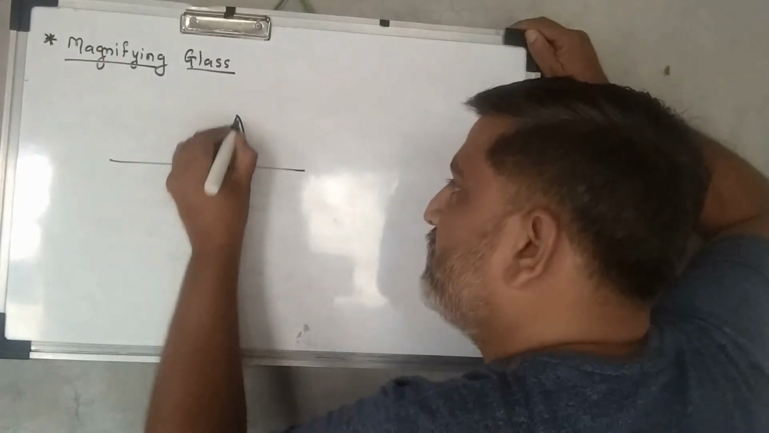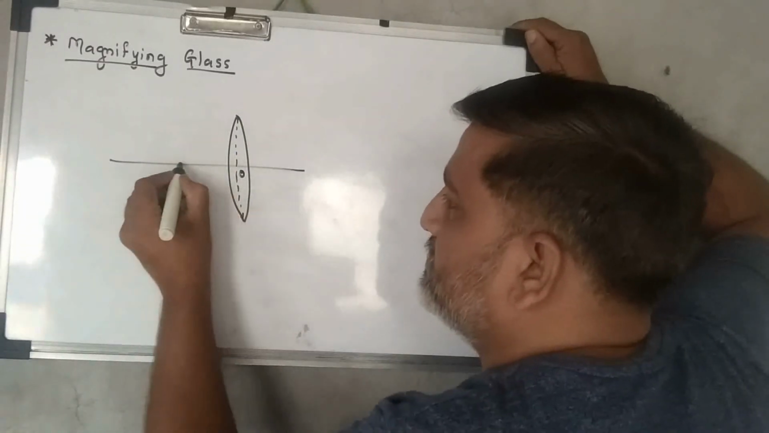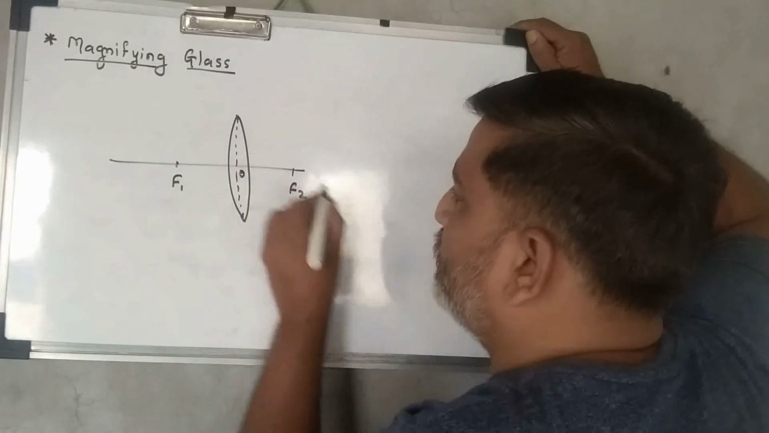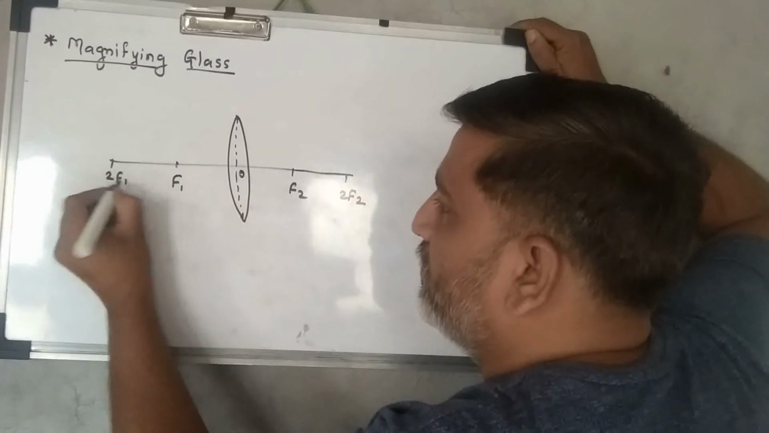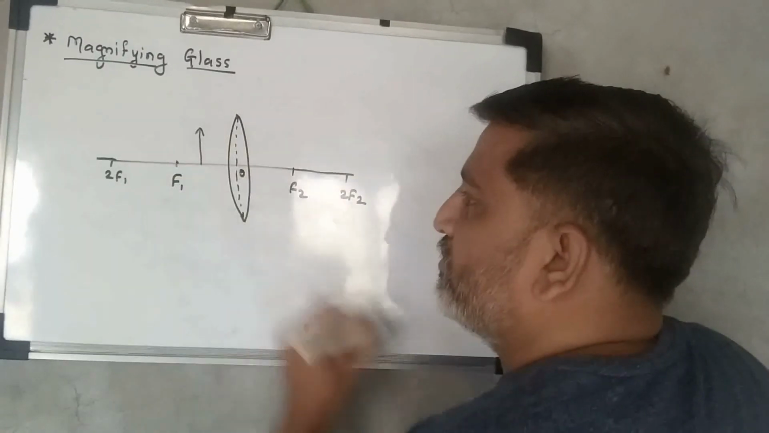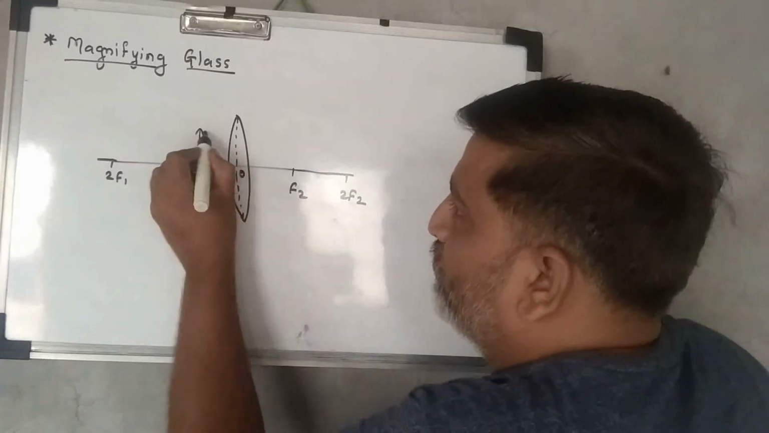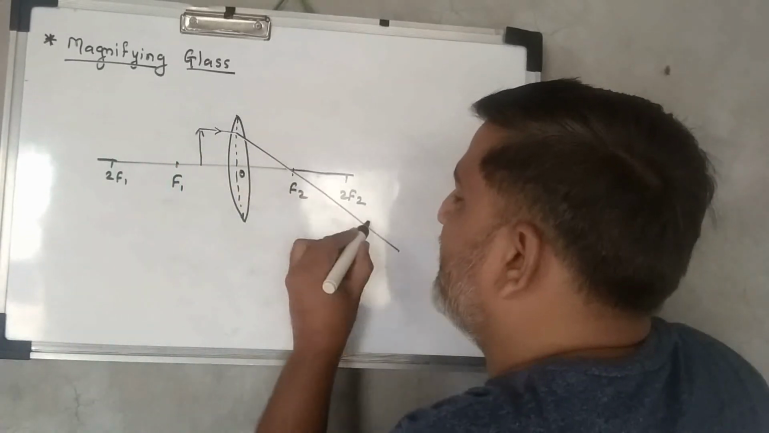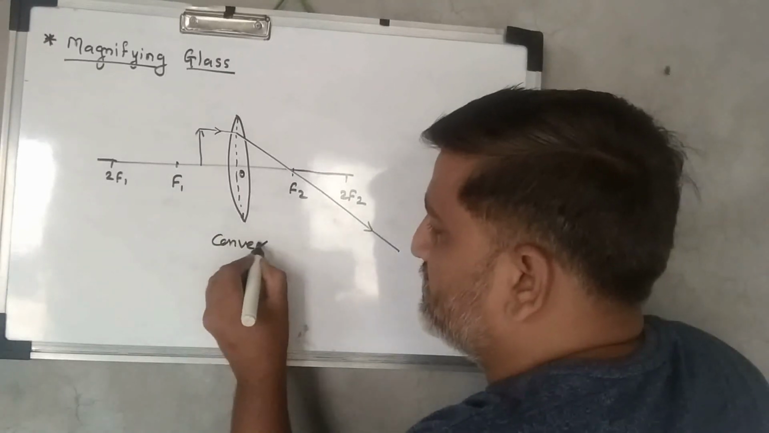Let's see, here the principal axis, then the convex lens, optical center, principal axis, and here the focal length f1, here focal length f2, here 2f2, and here 2f1, and the object is over here between the optical center and the focus, or I can say between the focal length. One of the rays, which is parallel to the principal axis, after refraction passes through the focus, actually passing through the focus because it is a convex lens. So convex lens action, okay.